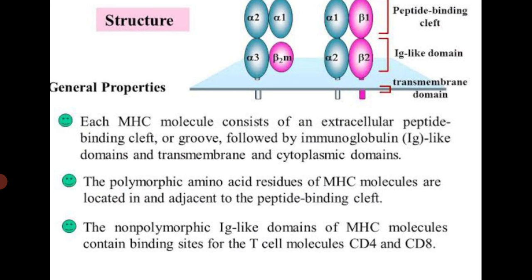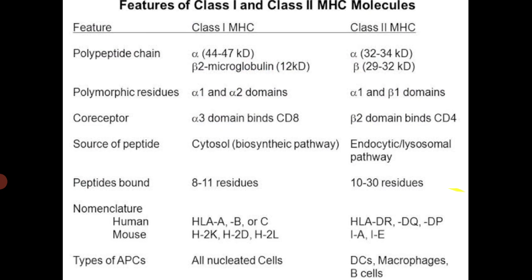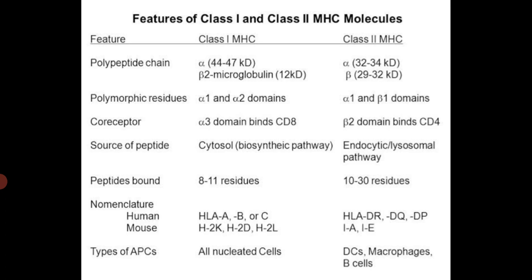Now, some general properties of the MHC molecules. Each MHC molecule consists of an extracellular peptide binding cleft or groove on which there is binding of a processed peptide antigen. Then it has a transmembrane domain and a cytoplasmic domain. The features of class first and class second molecules: these are glycoproteins, made up of polypeptide chains.